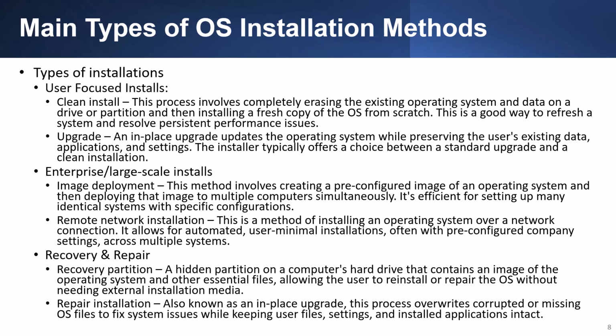Recovery and repair include recovery partitions and repair installations. A recovery partition is a hidden partition on the computer's hard drive that contains an image of the operating system and other essential files, allowing the user to reinstall or repair the OS without needing external installation media. And lastly, repair installation, also known as an in-place upgrade, overwrites corrupted or missing OS files to fix system issues while keeping user files, settings, and installed applications intact.